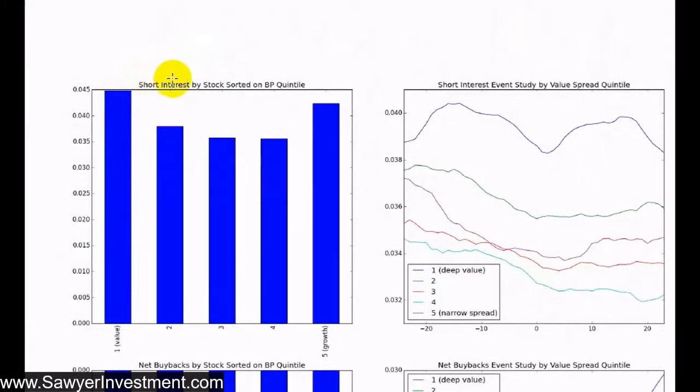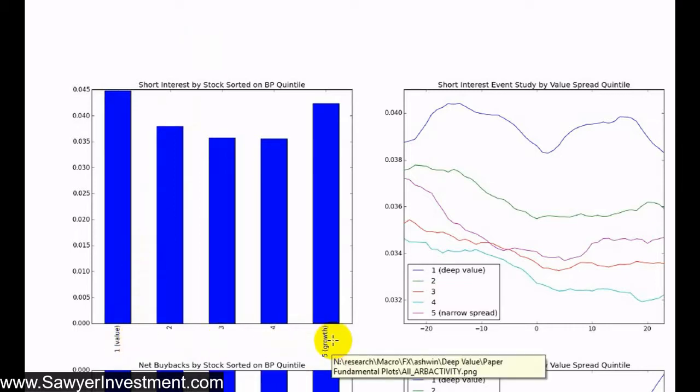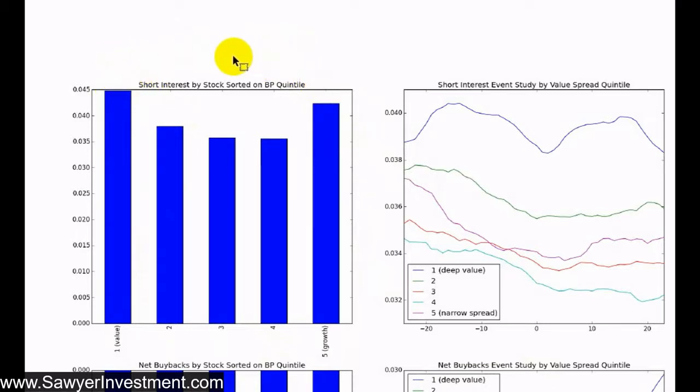So first here we have the short interest at the different quintiles of book-to-price level. So the author's initial thought is that if we're going to implement a value arbitrage strategy, we would go long the value companies and go short the growth companies, but we see here that that's not necessarily the case because the value companies have more short interest than do the growth companies, although both of these extremes have more short interest than the interior quintiles.